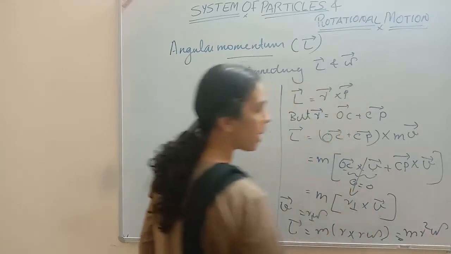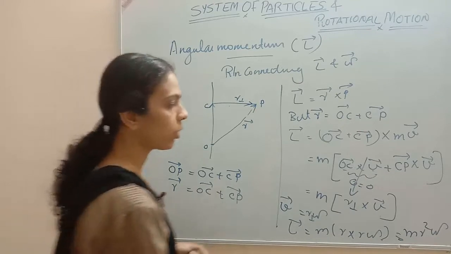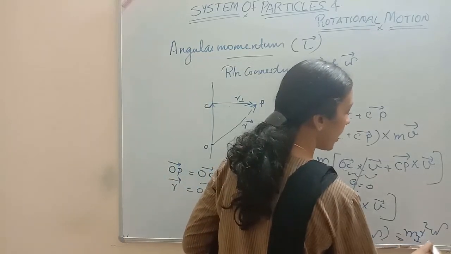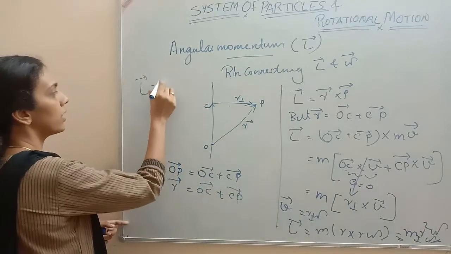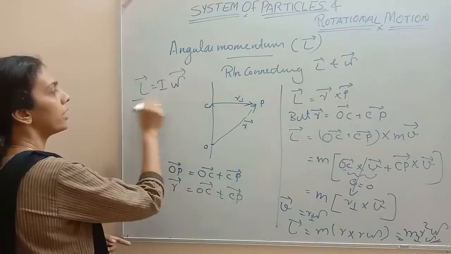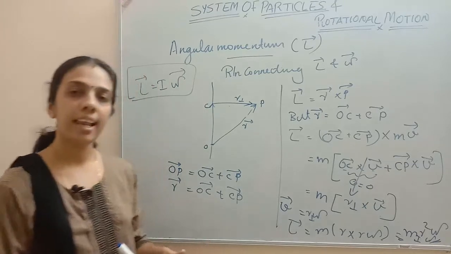So what is this m r square? m r square is the moment of inertia, which we already learned as I. So L is equal to I omega. This is the equation which we are getting: L is equal to I omega. Understood how we are getting this relation connecting L and omega?